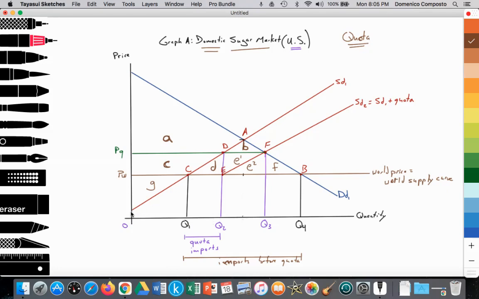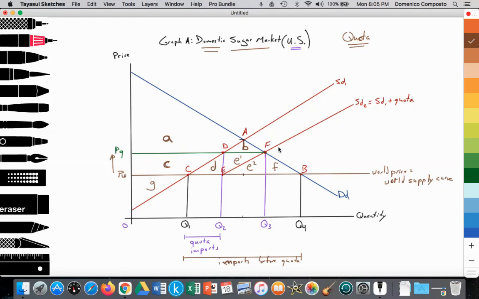Thus, we have a quantity domestically supplied from 0 to Q1 along our SD curve. Then we have imports coming in the amount from Q1 to Q2. And that creates a shortage because at that world price, quantity demanded at Q4 is greater than the quantity supplied at Q2. A shortage puts upward pressure on price, and price begins to rise from PW to the price at quota, PQ. That higher price incentivizes domestic firms to continue to produce.